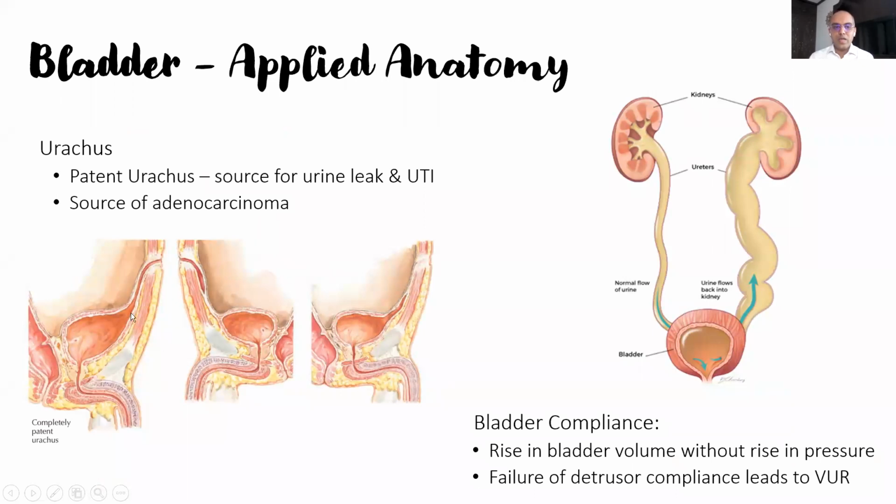Next, coming on to the urachus. The urachus is the anterior superior attachment of the bladder to the umbilicus. Embryologically, this was the allantois. After birth, this urachus usually obliterates. If it has failed to obliterate and close, then it can be a source of urine leak and recurrent urinary tract infection. This again can be partially open or completely open. If it is partially open, it can develop a cyst. The remnant urachus can also be a source of adenocarcinoma of the bladder.